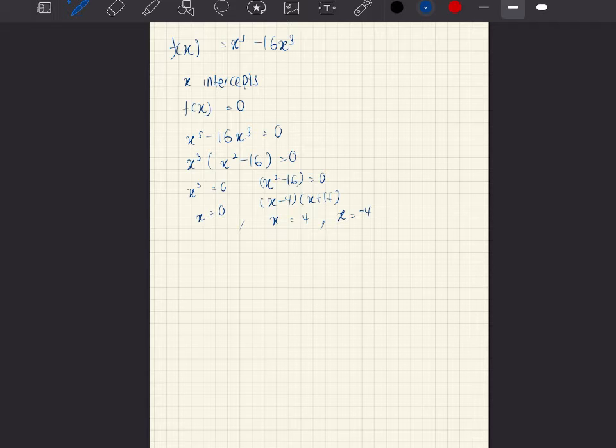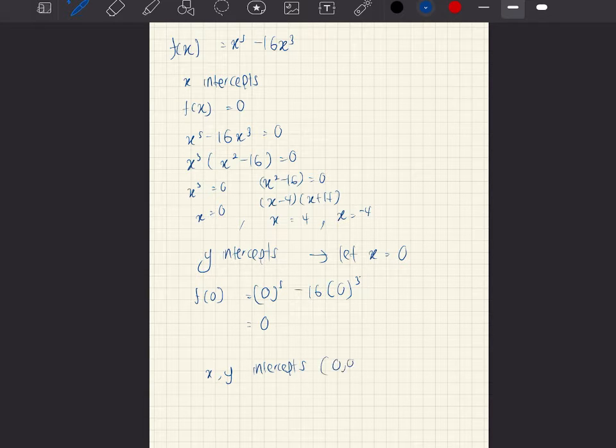And for the y-intercept, we need to let x equal to 0. So here, f(0), we just plug it into the equation: 0 to the power of 5 minus 16 times 0 to the power of 3. So we get 0. And so the x and y intercepts will be (0, 0), (4, 0), and (negative 4, 0).